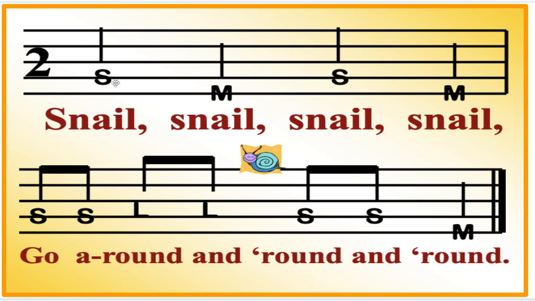Okay, now we add words. So remember we did so, me, so, me. So now we're going to put the word snail. We're going to say snail four times while we sing those pitches. You ready? Here we go. Snail, snail, snail, snail. Okay. And now we have so, so, la, la, so, so, me, which is go around and round and round. Okay. So, so, la, la, so, so, me. Go around and round and round.